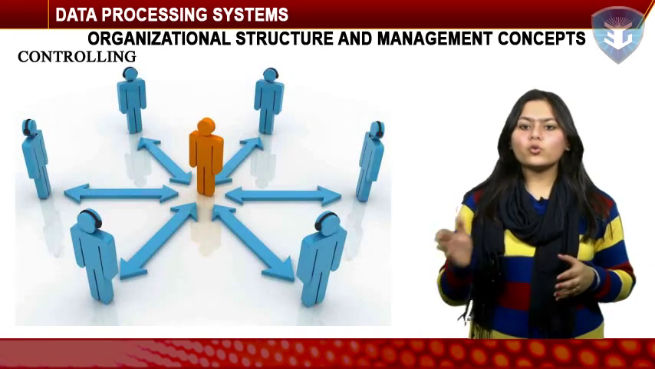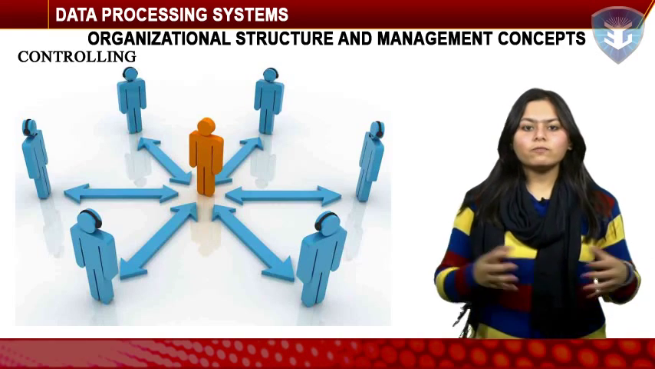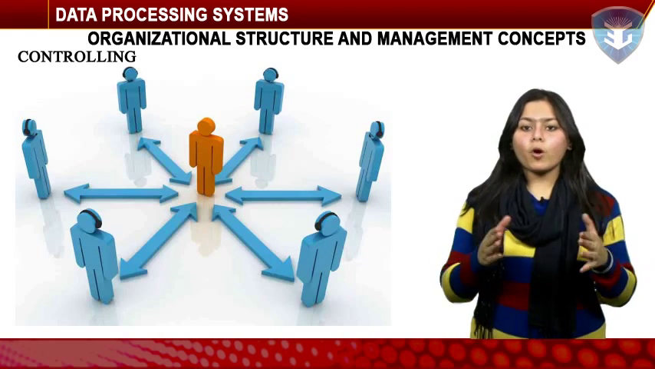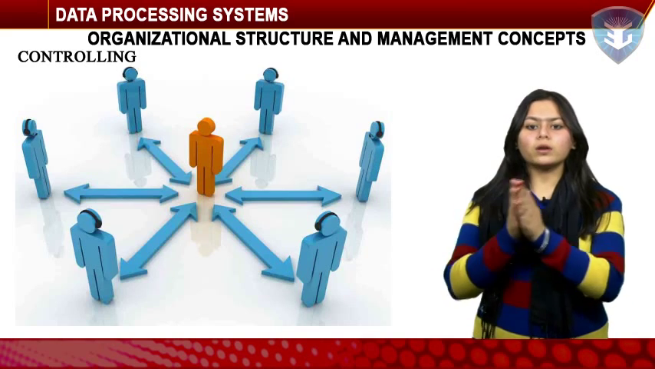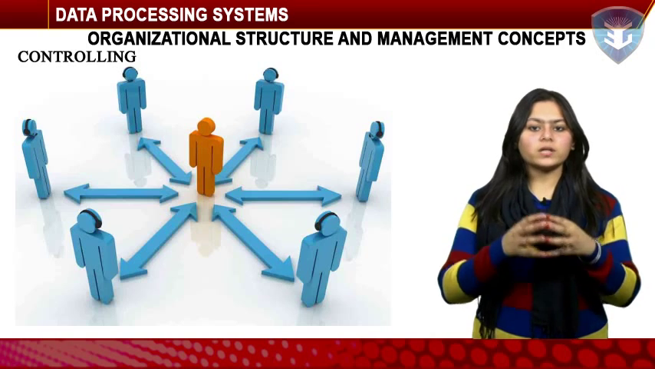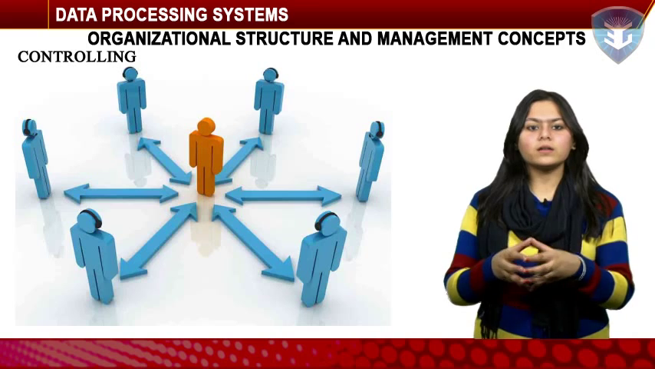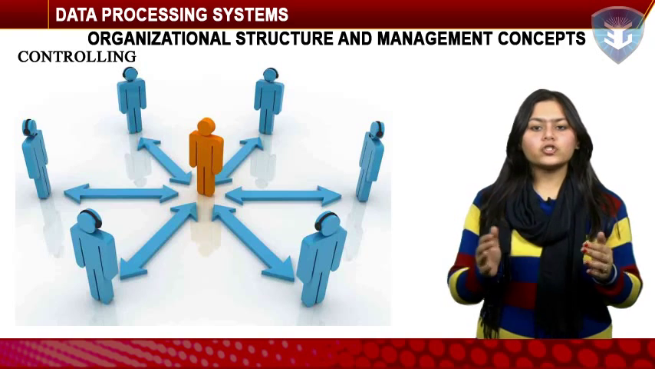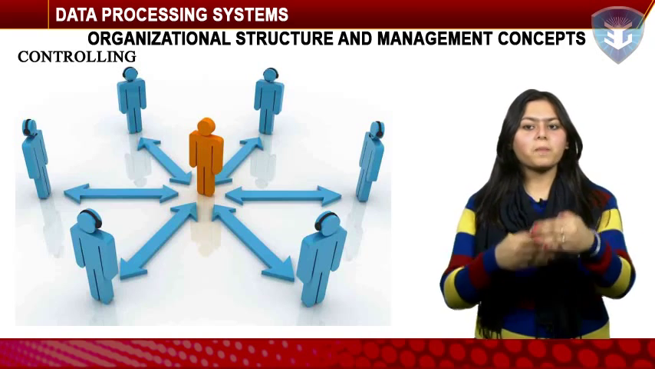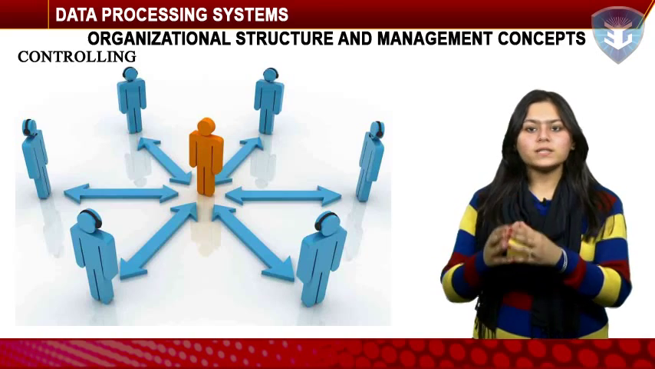Controlling. Controlling is the last or fourth function of management. It involves establishing performance standards based on the company's objectives and evaluating and reporting actual job performance. Once management has done both of these things, it should compare the two to determine any necessary corrective or preventive action.